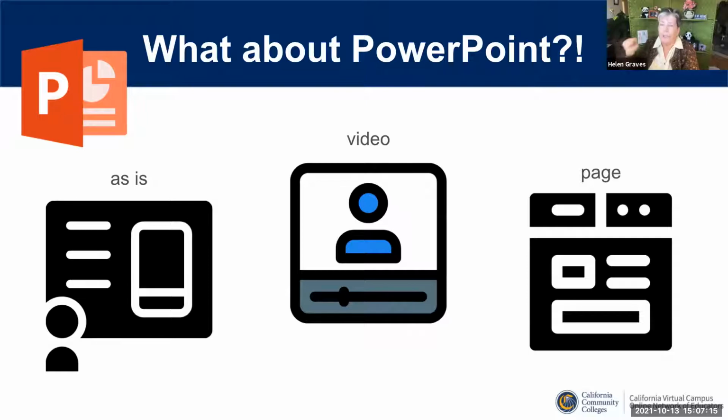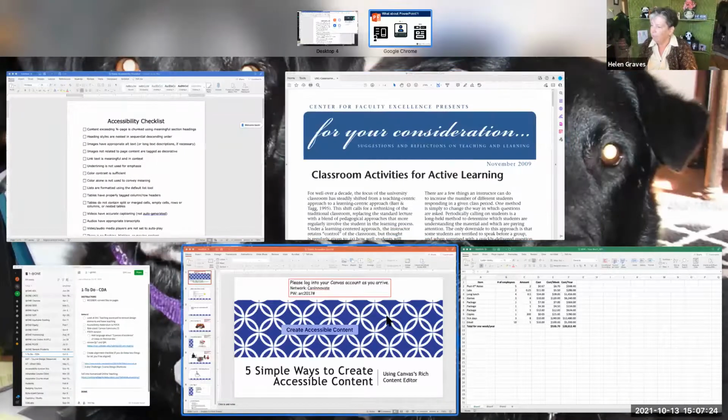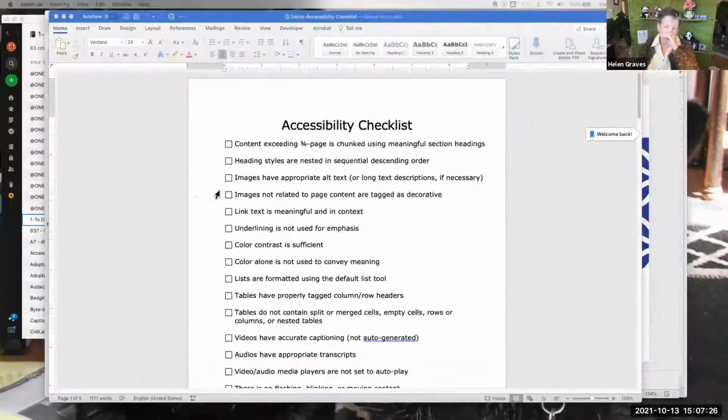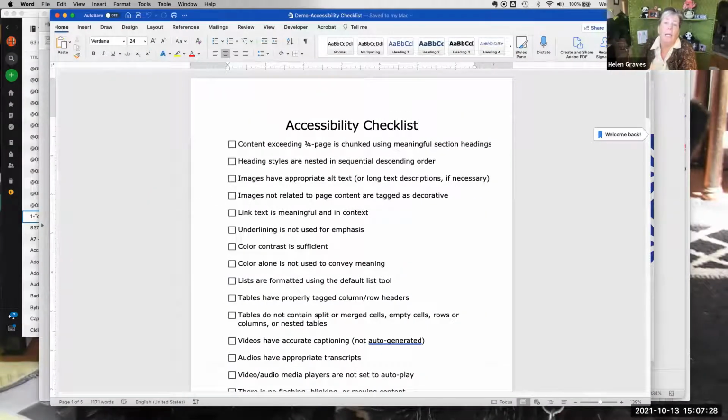So let's take a look in the documents, and we'll start with Microsoft and look at how to make those accessible. So I've got a bunch of different documents open. We'll start with Word. All Microsoft applications have a built-in accessibility checker.